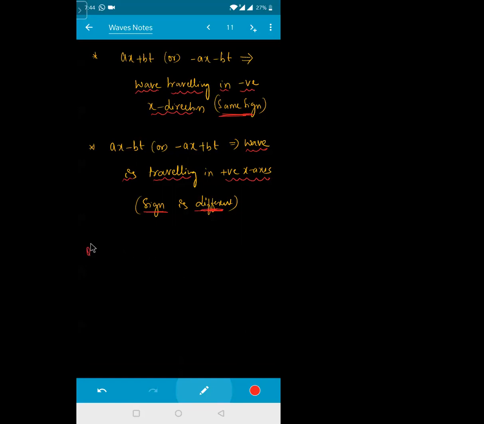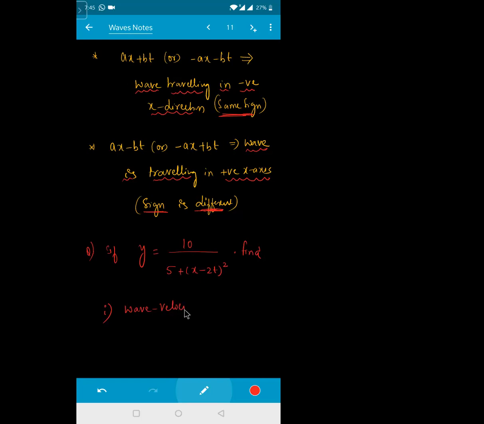Chalo, one more question. See, if y is equal to 10 by (5 plus x minus 2t) whole square. Find, first question, wave velocity.